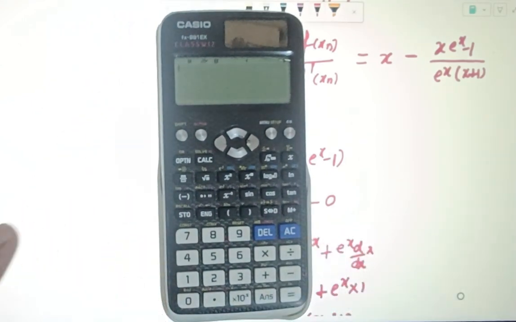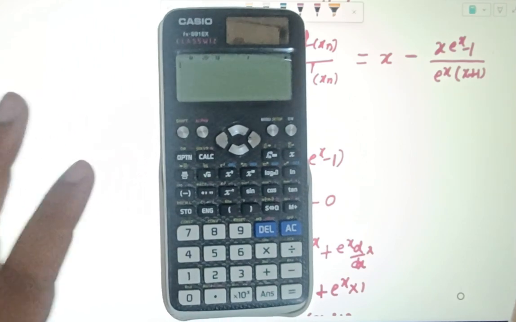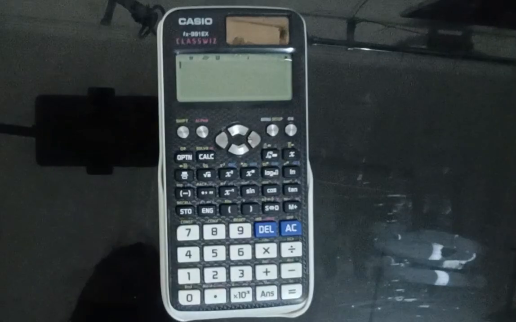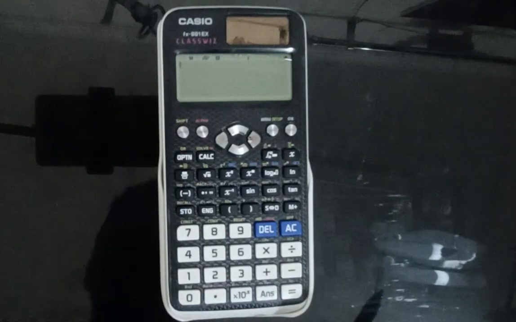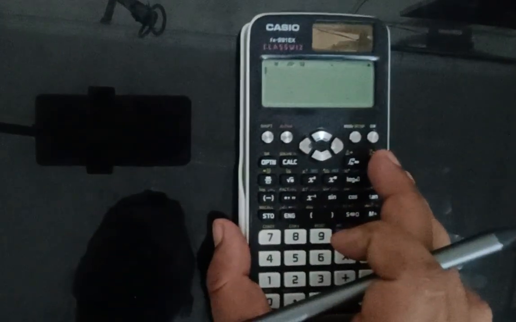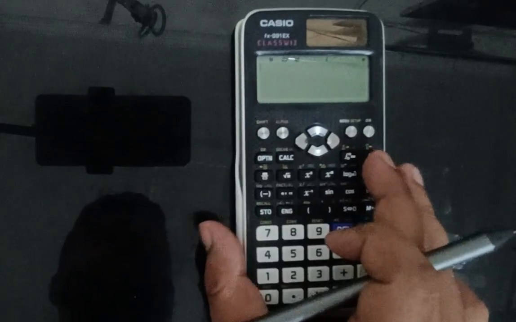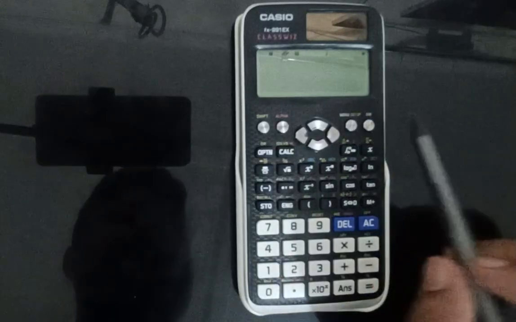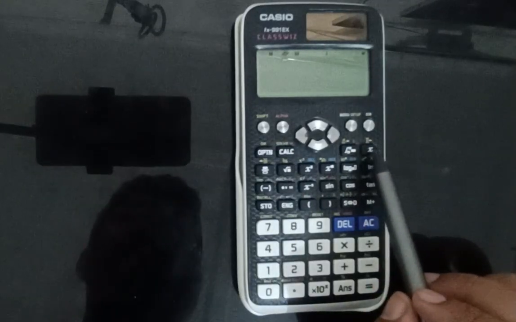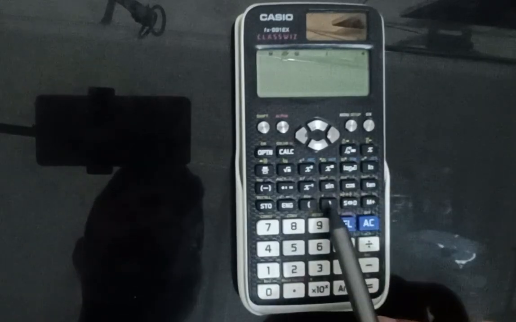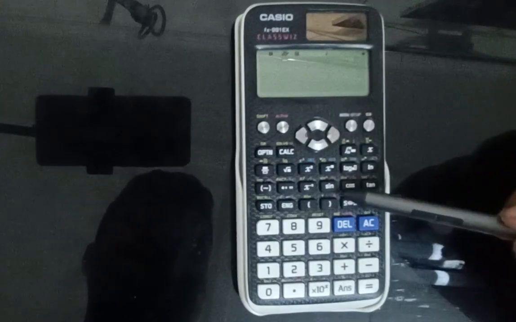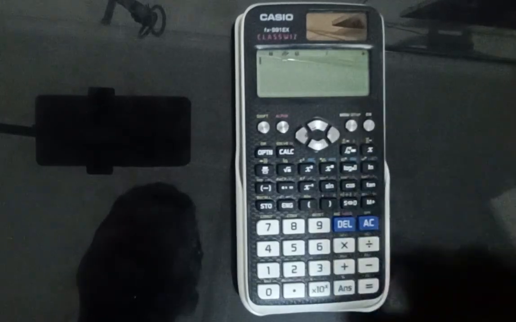I'm going to turn off the screen of my laptop for better visuals. Now I need to type first x. Remember, in your calculator, x is printed just above a key, in the alpha color, the maroon color. See this one. So don't bother.